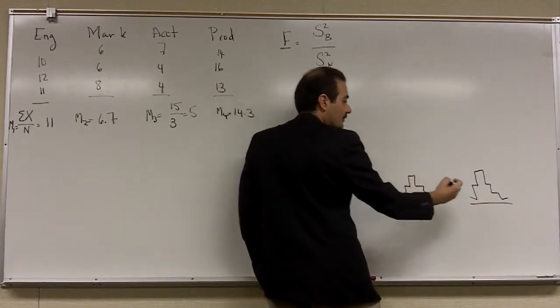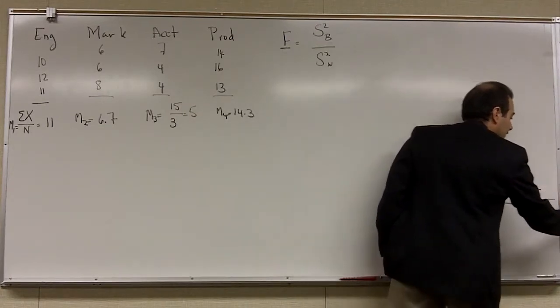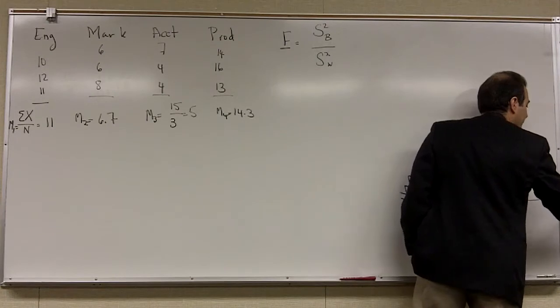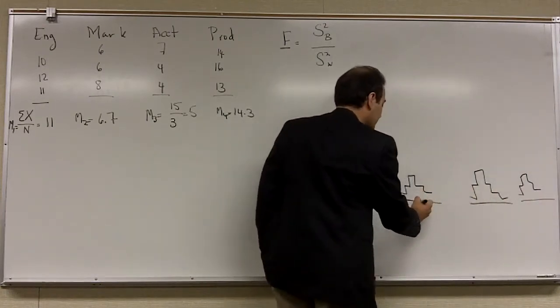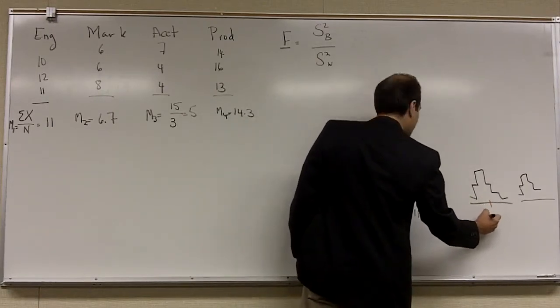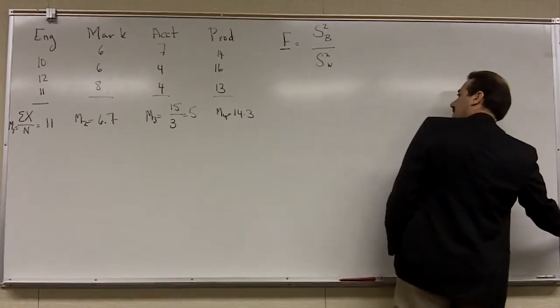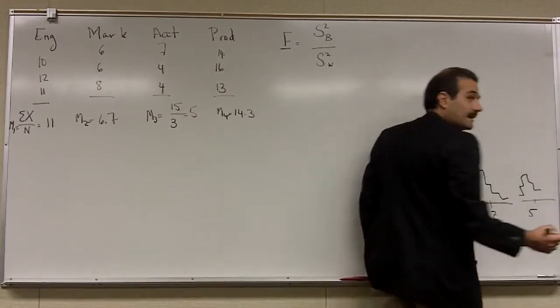So, I could draw 4 samples. And here we go. Maybe this is outside the camera, but it doesn't matter. This sample has a mean of 11. This sample has a mean of 6.7. This sample has a mean of 5. And this sample has a mean of 14.3.